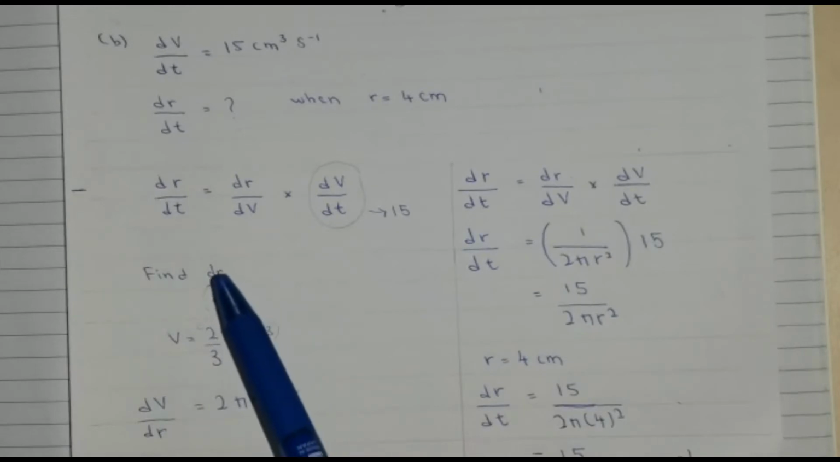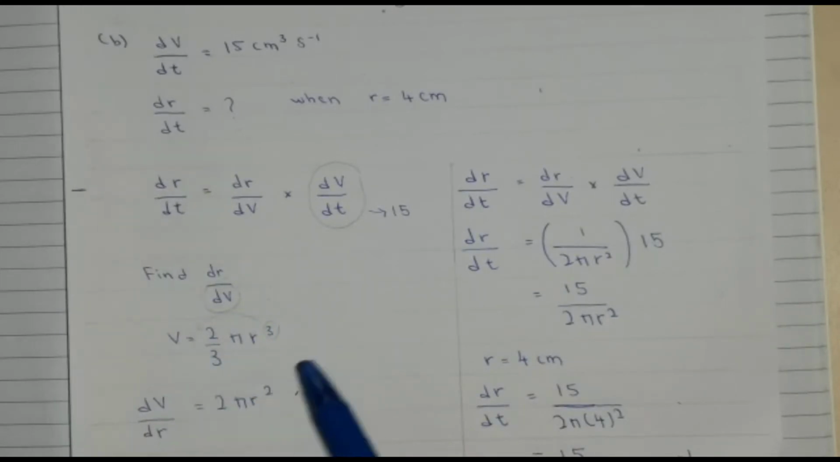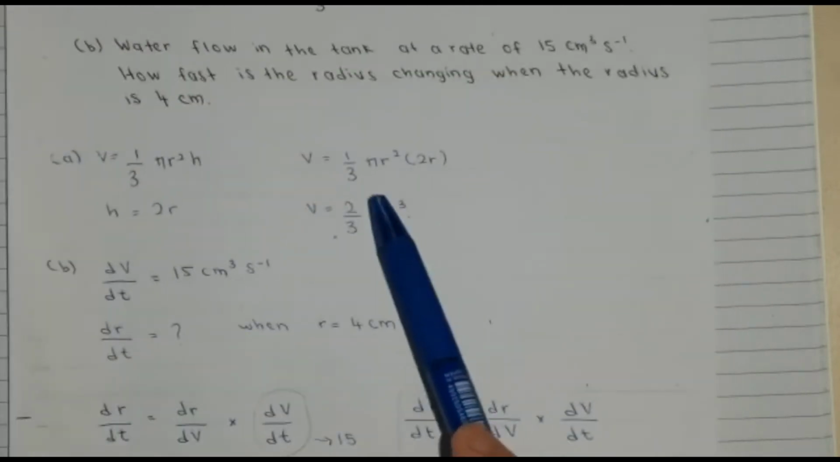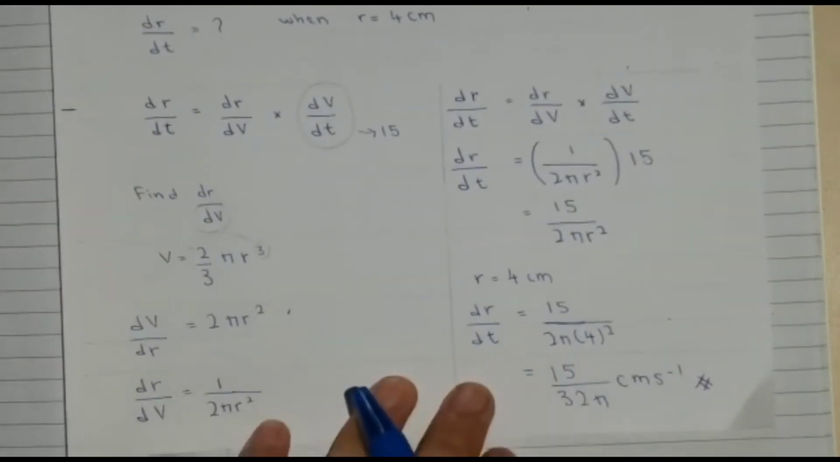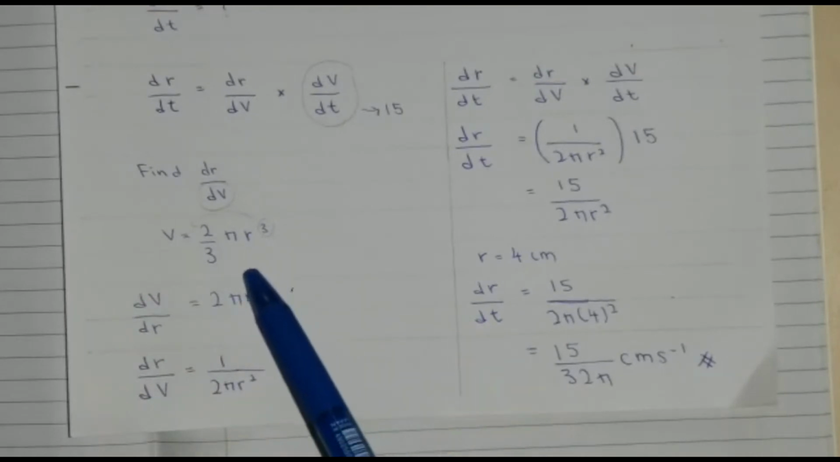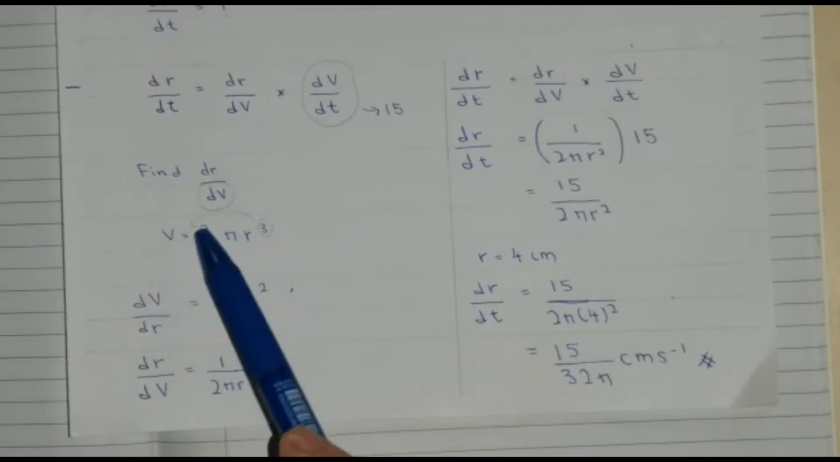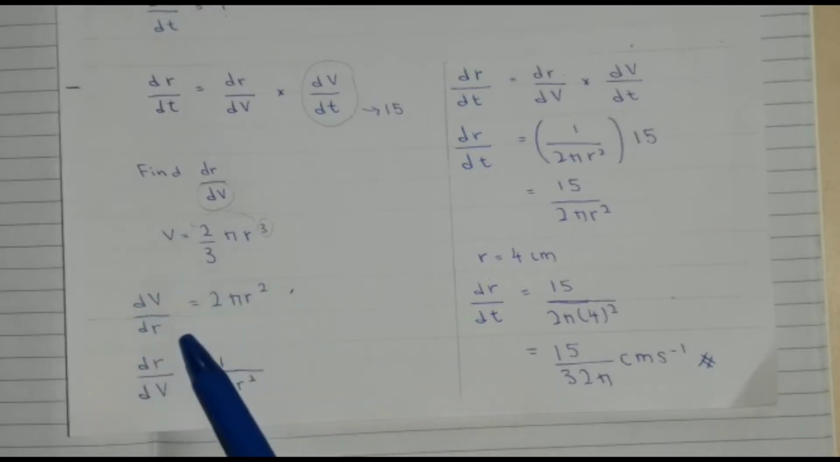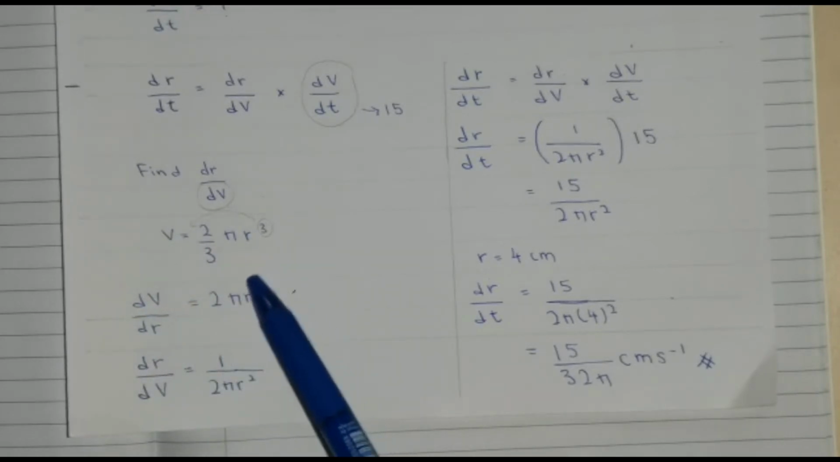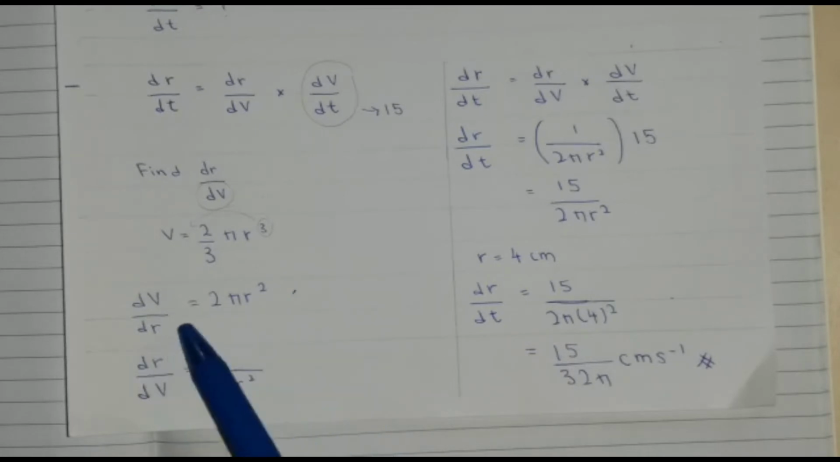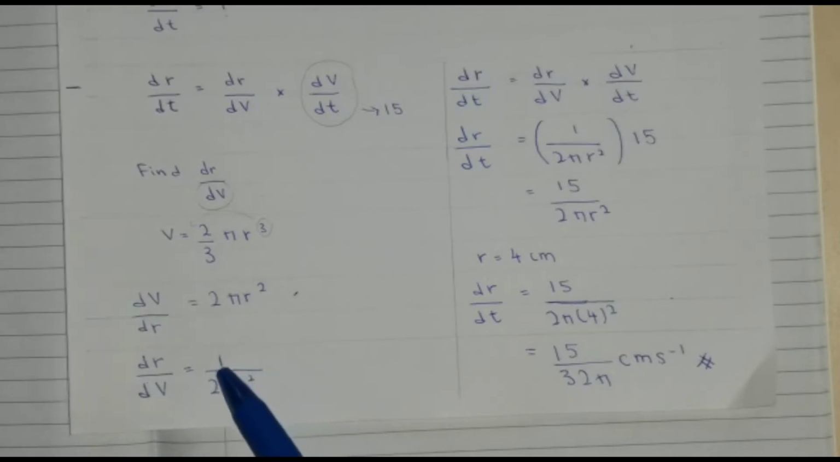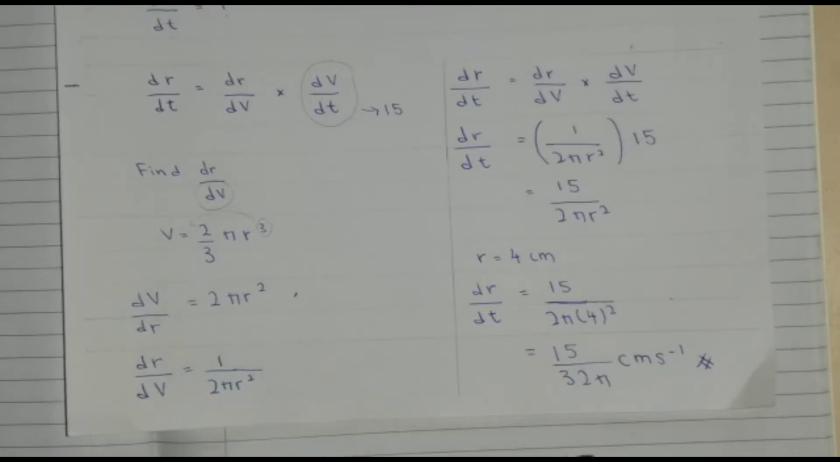To find a value for dr over dv, we must use the volume. Volume is equal to 2/3 pi r cube. We get the value from the equation here. When we differentiate V, we will get dv over dr is equal to 2 pi r square. To turn dv over dr into dr over dv, we just put 1 up here, and we will get 1 over 2 pi r square.